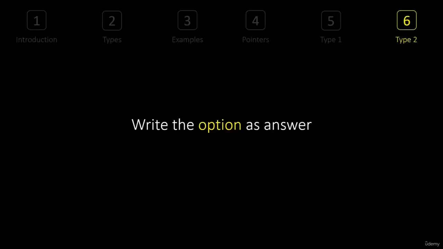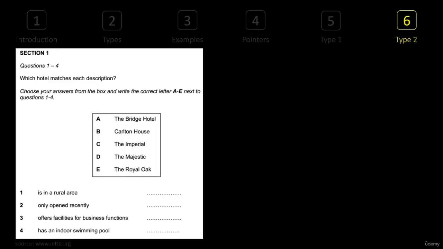Okay. Second thing is write the option as answer. Sometimes what people do is they write, let's say the first one answer is B. They'll write this one fully instead of B, the Carlton House. It's incorrect if you write the Carlton House. You have to write B as the correct one. That is B, here C. So write the option, not the whole word, rather the letter.